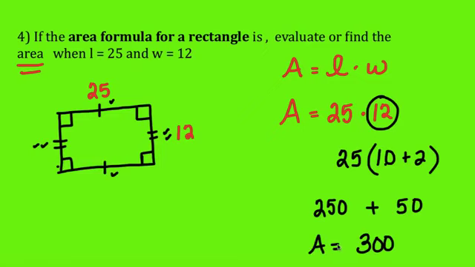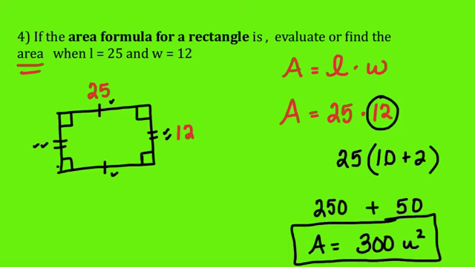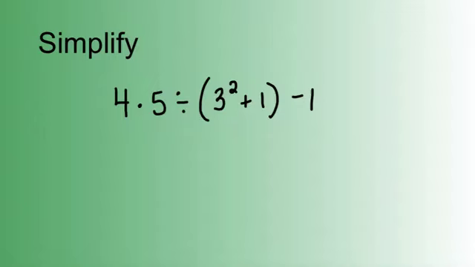Now, because we're talking about area, that means that it's a different kind of unit. It's not a linear unit, it's a square unit. So we would write units squared. All right, so I might be quizzing you on that area formula for a rectangle. All right, one more. Oh, actually two more.